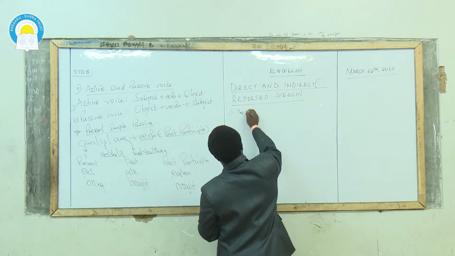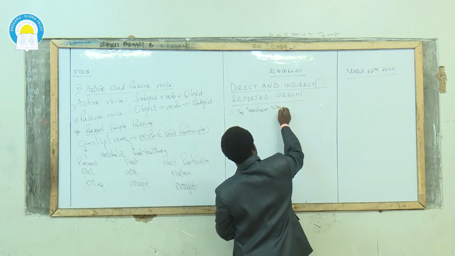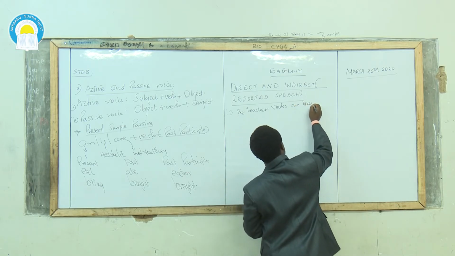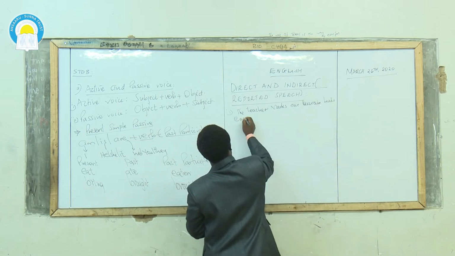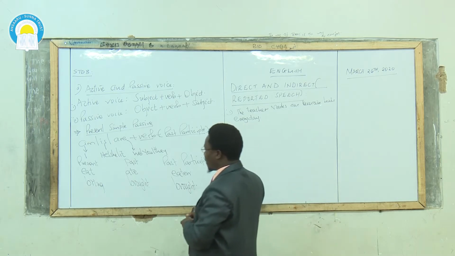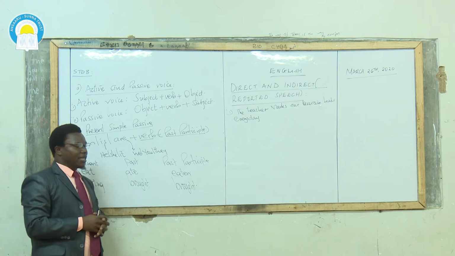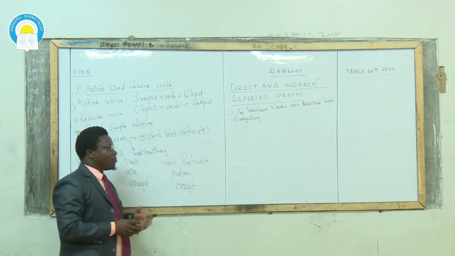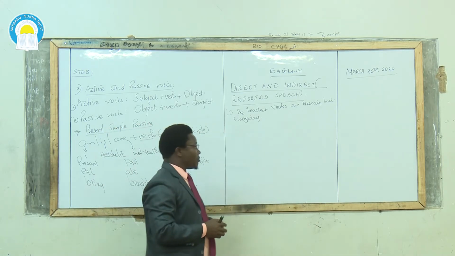Just an example in a sentence is: the teacher marks our books, exercise books that is, every day. This sentence reminds us of what the teacher does every day. That the teacher every day marks the pupils' exercise books.